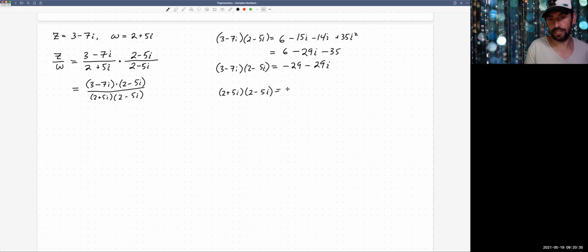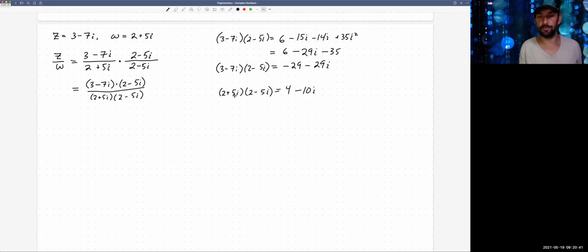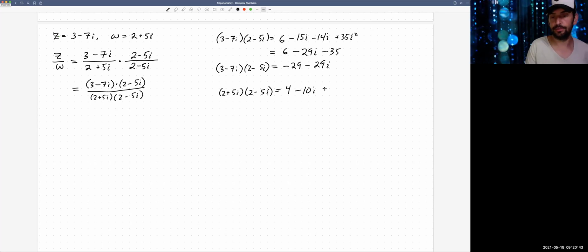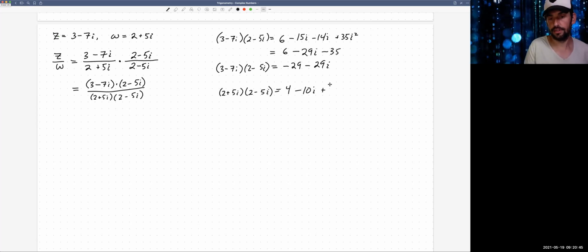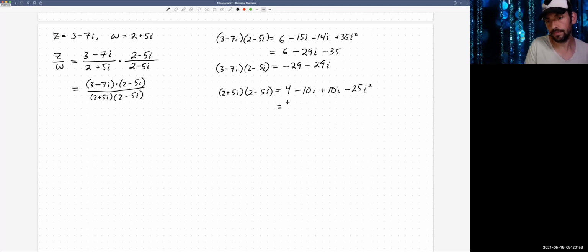So distributing the 2, I get 2 times 2 is 4. 2 times minus 5i is minus 10i. Then I distribute the positive 5i. 5i times 2 is plus 10i. And 5i times minus 5i is minus 25i squared.